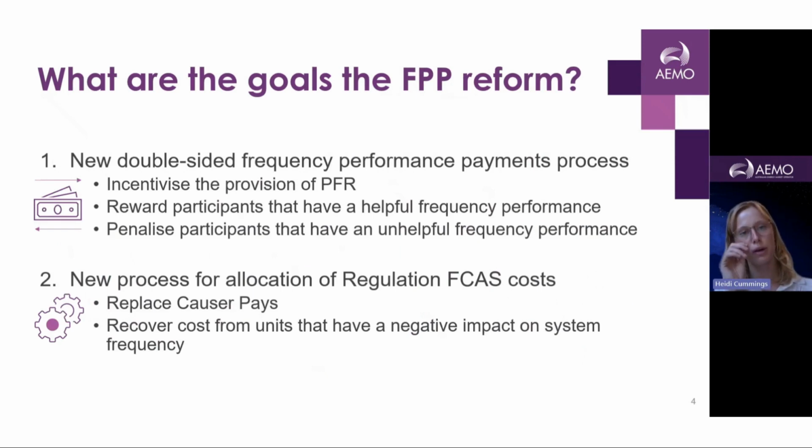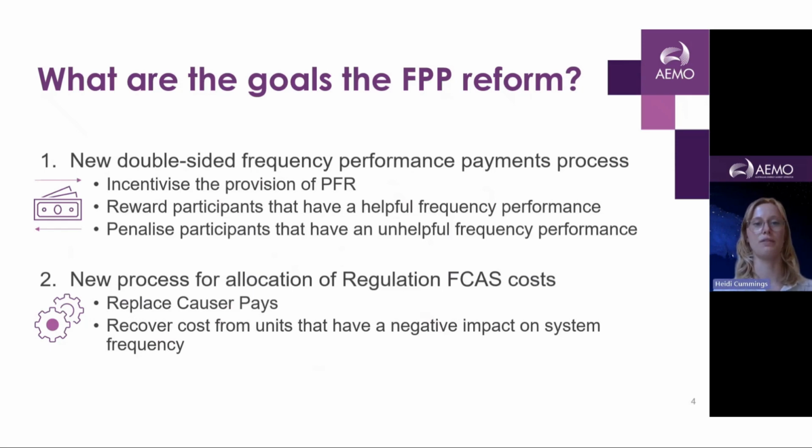The reform can be broken down into two parts. The first component involves the introduction of a double-sided frequency performance payments process. This aims to incentivize the provision of PFR by rewarding units that provide helpful frequency performance and penalizing units that have unhelpful impacts on system frequency. Under the FPP system, each participant receives a credit or debit in every 5-minute trading interval based on their performance.